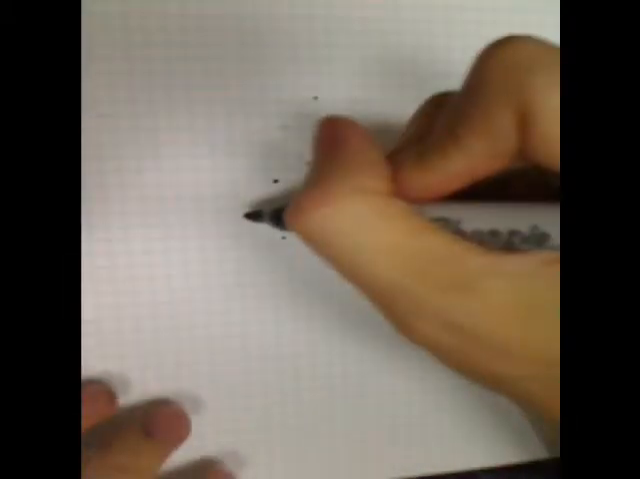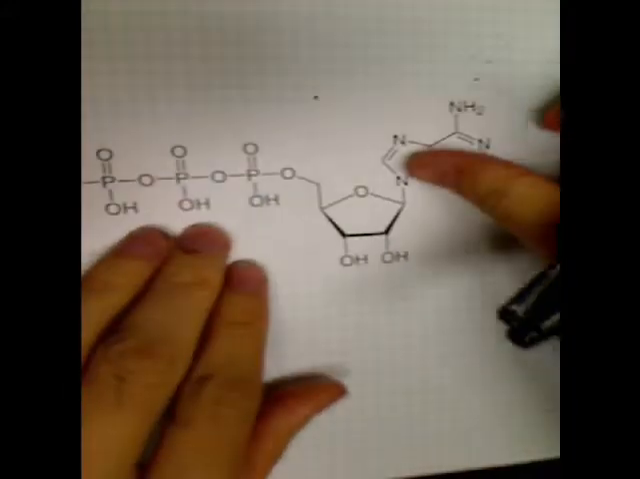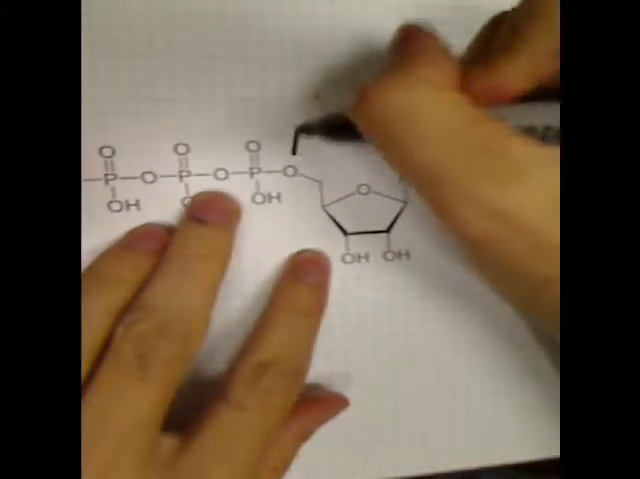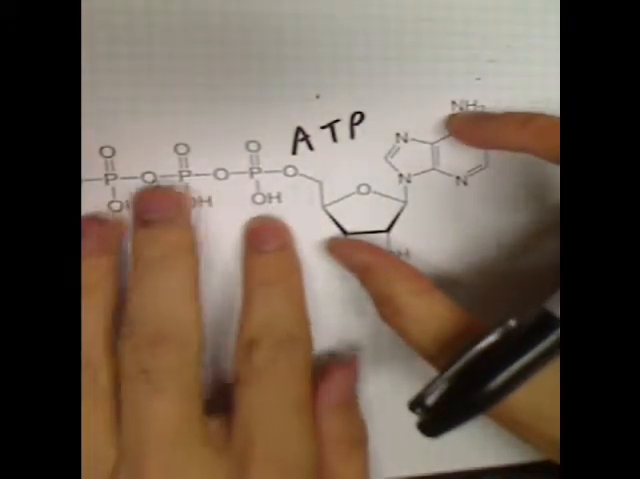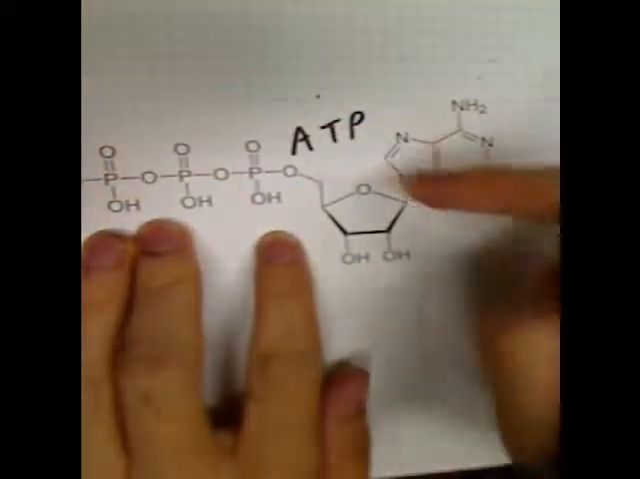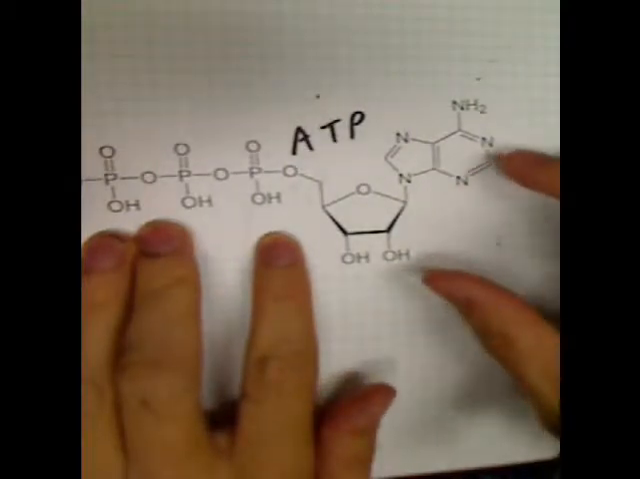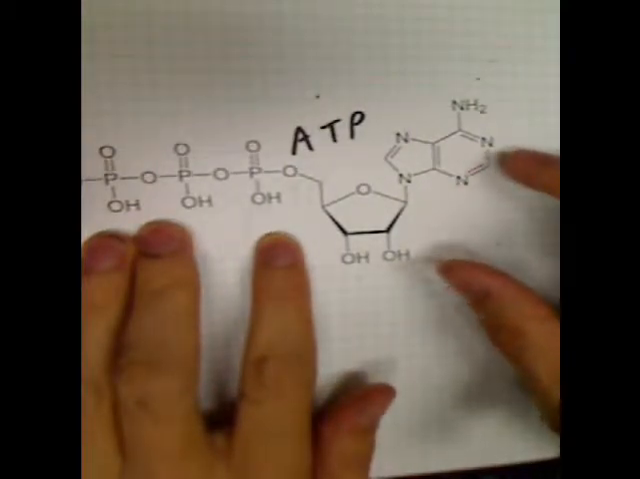So we'll start by talking about ATP. This is ATP. Here, I'll write it on here. ATP, adenosine triphosphate. Tri is three, has three phosphate groups on there. This is a high energy molecule. It's unstable. Why is it unstable?